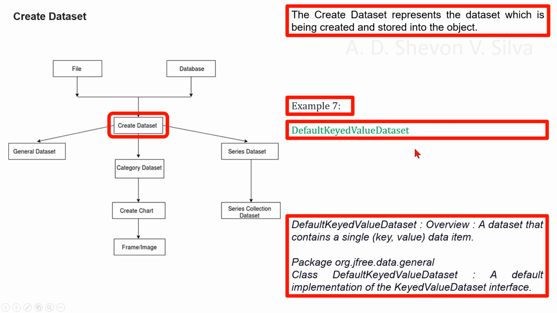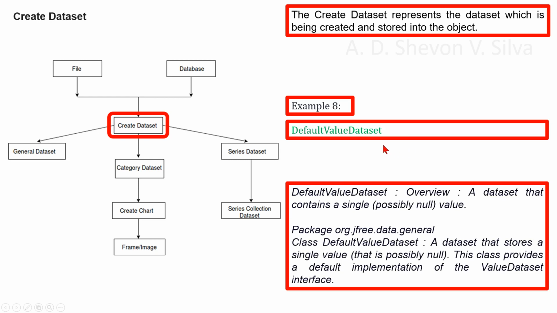Overview of default keyed value dataset. A dataset that contains a single key value data item. Class DefaultKeyedValueDataset in package org.jfree.data.general. A default implementation of the KeyedValueDataset interface. This class implements the KeyedValueDataset interface.